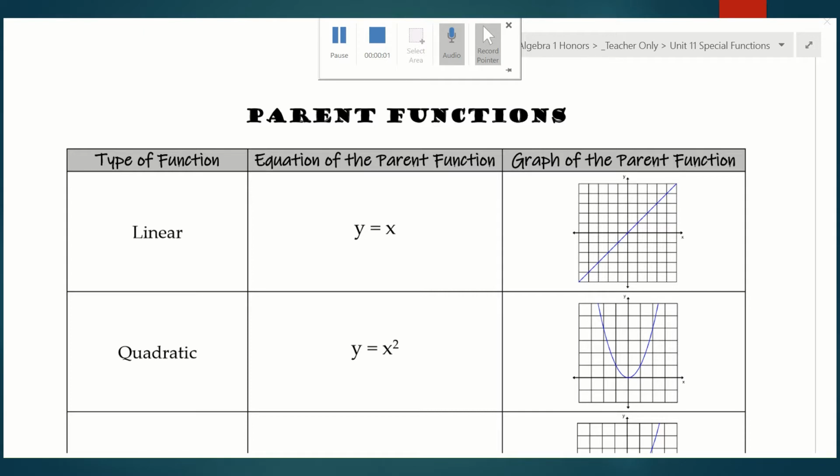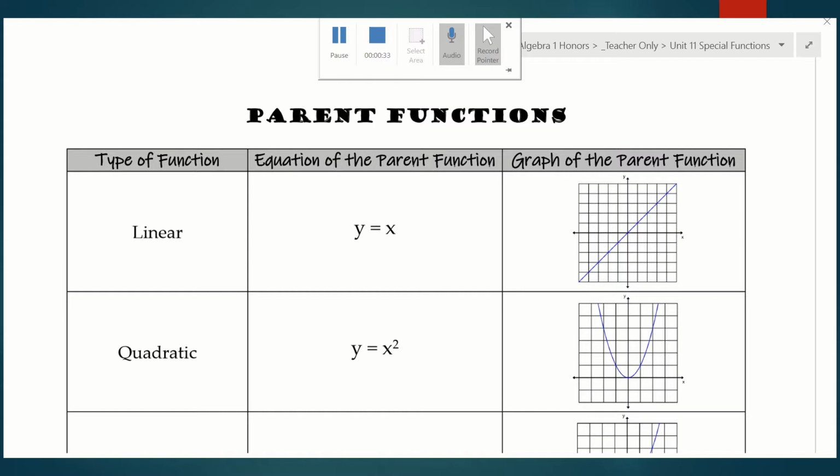Hi everybody. We are starting our second to last unit today. This unit is all about something that we call special functions. We call them that just because we haven't dealt with these functions yet, and so we just call them special. But really, it's just an introduction to some different kinds of functions that you're going to see as you go throughout your math classes in high school.